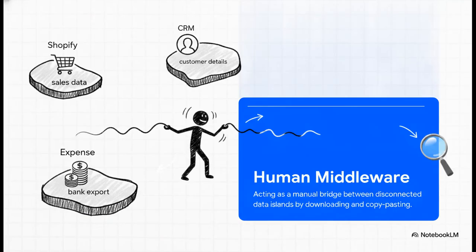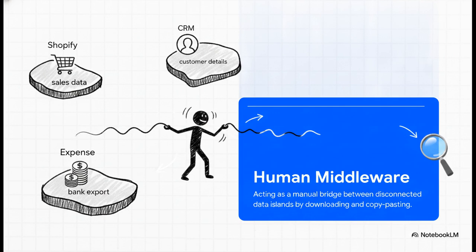Okay, let's dive into this concept of human middleware. Spreadsheets are undeniably incredible tools for just entering data. But here's the secret. They are notoriously terrible at actually connecting data. Think about it. When your sales live in Shopify, your customer details are stuck in a CRM, and your expenses are sitting in a random bank export, you end up becoming human middleware. You're literally acting as the manual bridge between these disconnected data islands.